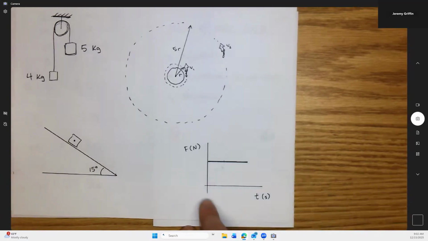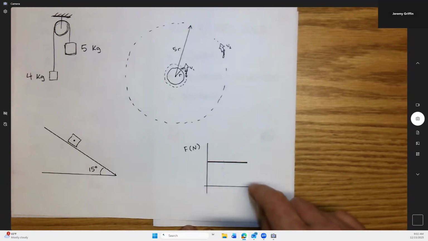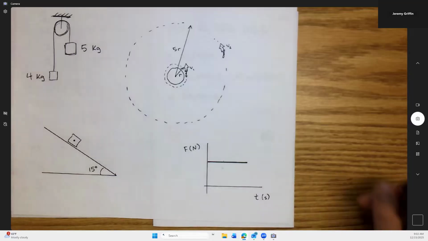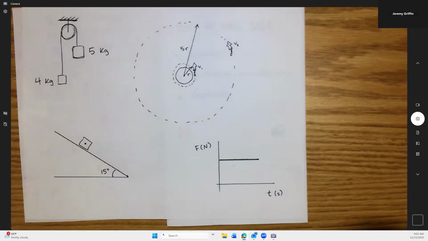What if I change the graph a little bit? What if it was force versus distance? Now that would be a different kind of graph. Now the area under the curve would represent the what? The work, which is like energy units measured in joules, like a transfer of energy. Okay. All right, you guys good so far?